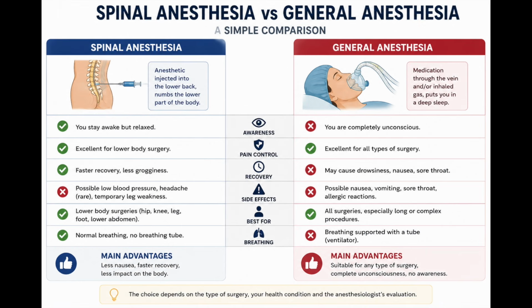Surgery is usually performed under spinal or general anesthesia. Spinal anesthesia involves injecting an anesthetic into the lower back to numb the lower half of the body. The patient generally remains awake, although they may be lightly sedated. It often offers a quicker recovery and less postoperative nausea. General anesthesia, on the other hand, induces a deep, temporary sleep with complete loss of consciousness. It requires airway control and can be used for any type of procedure, especially longer or more complex ones. Both are safe techniques. The choice depends on the type of surgery, the patient's condition, and the anesthetist's assessment.